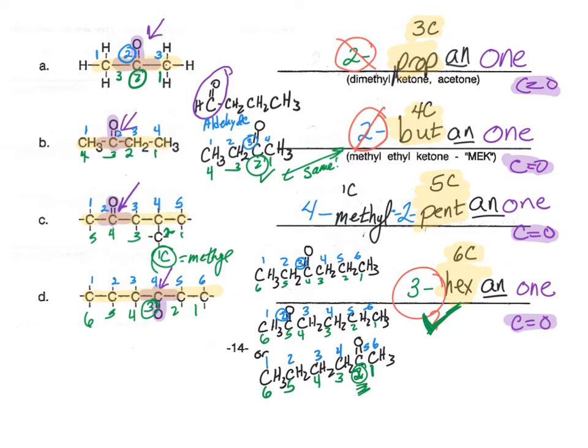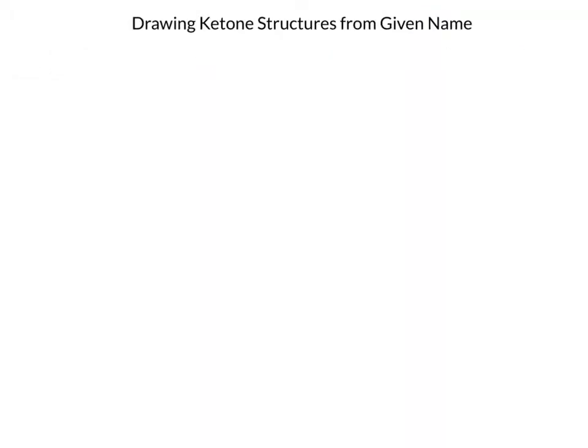Now, let's try drawing a few ketones. So we'll start drawing ketone structures from given names. Let's start with compound A, 3-propyl-2-hexanone. We look at the last part first. We see it's ONE, tells us that we have a ketone. We put the AN in front of it, and that tells us that it must have all carbon-carbon single bonds for the rest of the structure.